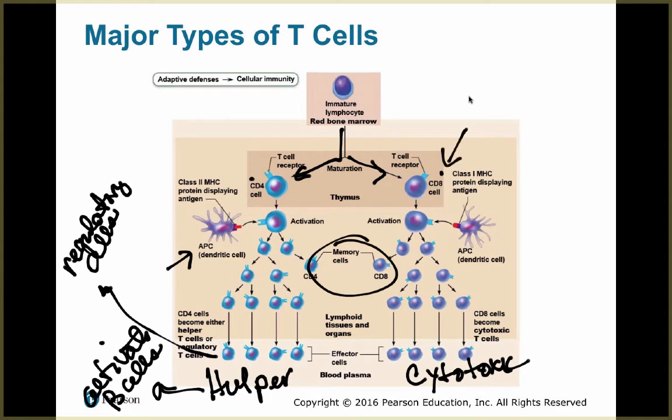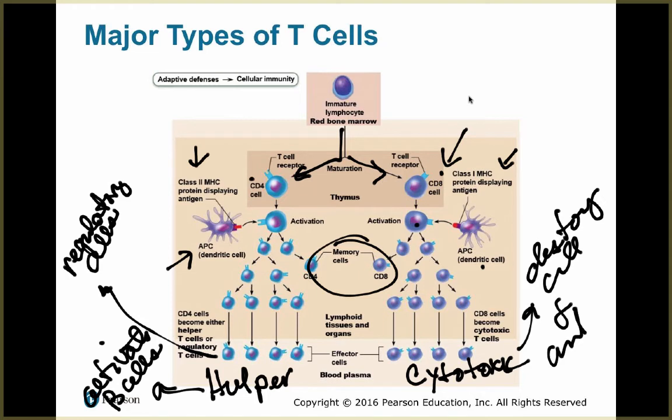Now, on the other side, you have a slightly different class of protein that's on these dendritic cells that come to activate. If you notice, this is a class 2, this is a class 1. And so the dendritic cell comes in, helps to activate them. So most of the time, CD8 cells become cytotoxic cells. And these guys are capable of destroying cells that harbor foreign antigens. Again, they can also become memory cells.